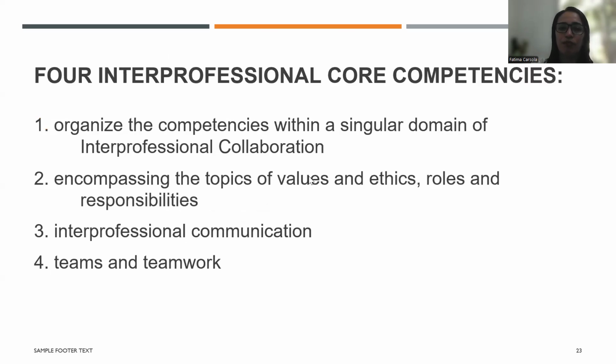For interprofessional core competencies, organization. When we say organization of the competencies, meaning you have to know that you have a certain competency, and you know what really is the condition of the patient that you will be dealing with. Aside from this, the values and ethics, and roles and responsibilities, are very important. There should be congruency between your competency, your values, your ethics, and the performance of your roles, because it will not be good that you are just competent but you don't have the ethics in there.